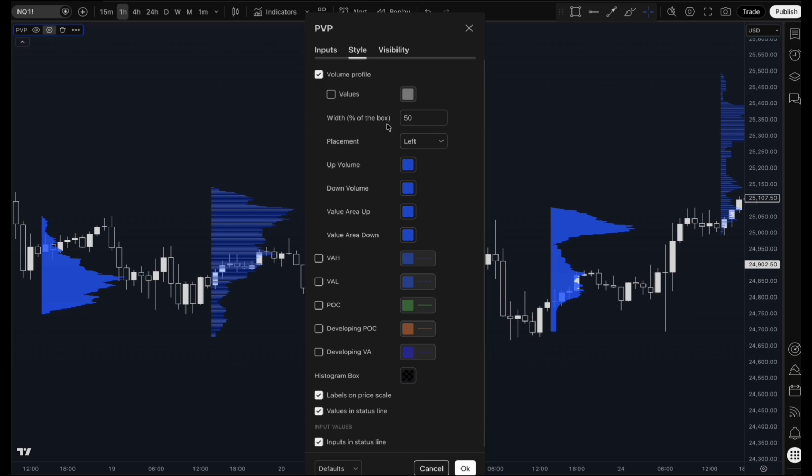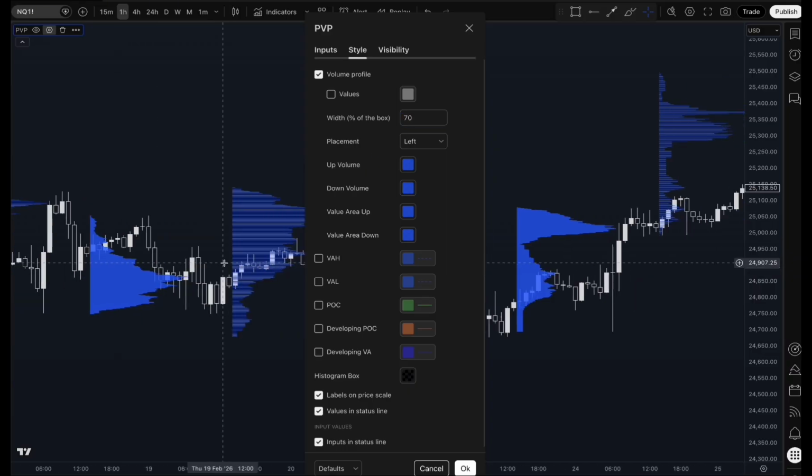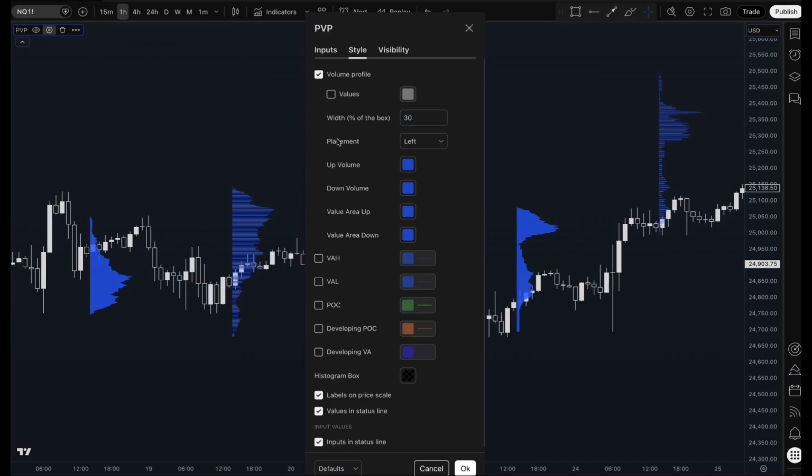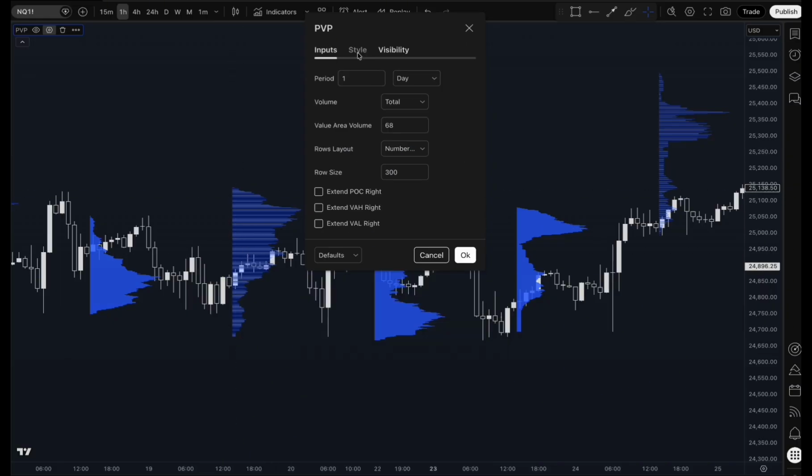No idea. Next thing is you can choose what's going to be the width. So I use 50. Let's say we do 70 instead. And this is how it's going to look. And then let's say you do 30, and then it's less invasive with your candlesticks. Also, you can choose if you want it on the left side or on the right side of the chart. So right now I have the daily profile.